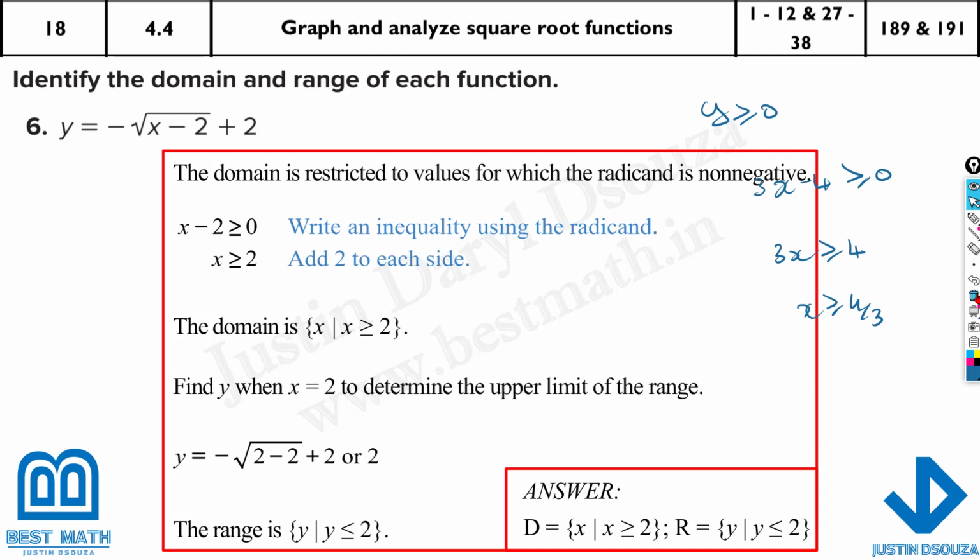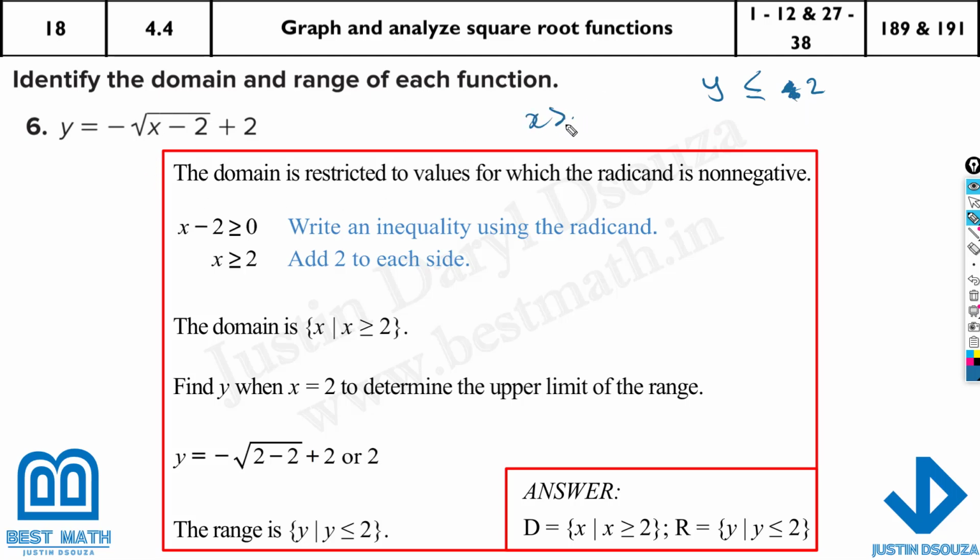And what about this one here? Again, we have domain of plus 2. So it should be greater than or equal to, or less than or equal to plus 2. But look at this minus sign. That will make it less than or equal to plus 2. You can just write less than or equal to 2. No need of plus.